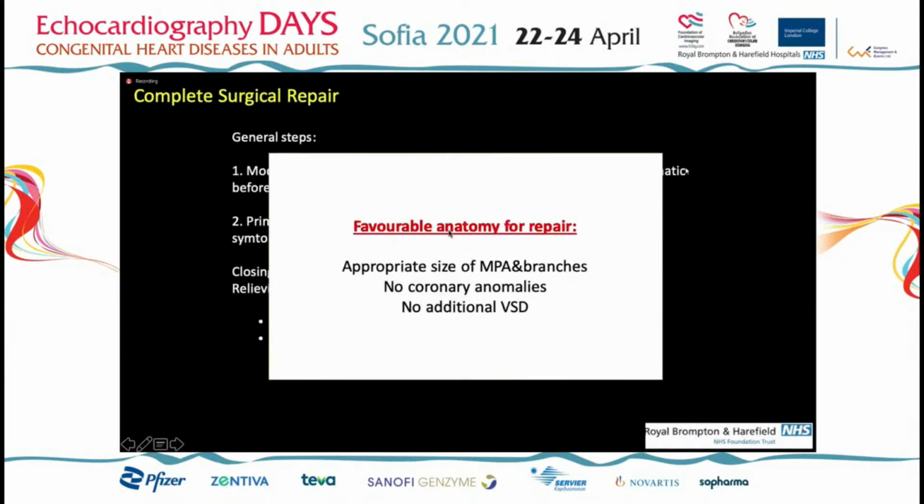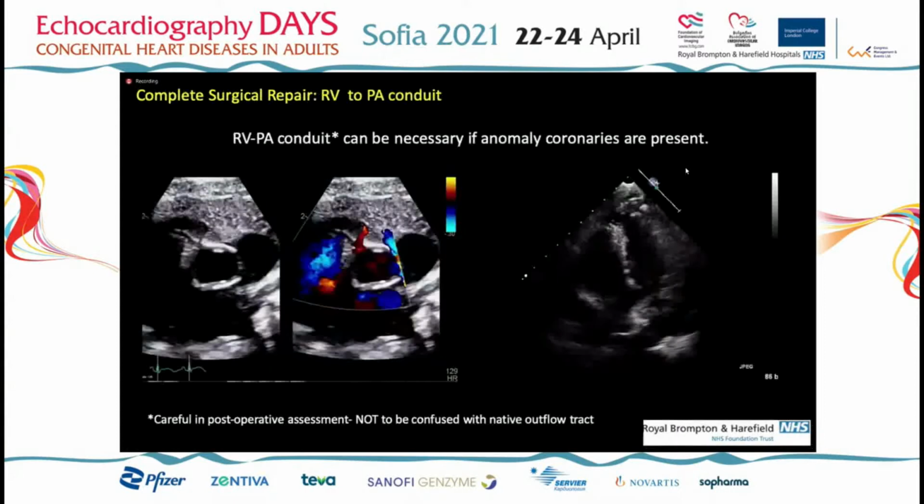And the favorable anatomy for repair would be that the child has ideally a well-developed main pulmonary artery and branches that are confluent, there are no coronary artery anomalies, and there are no additional ventricular septal defects. So echo can detect all of that.